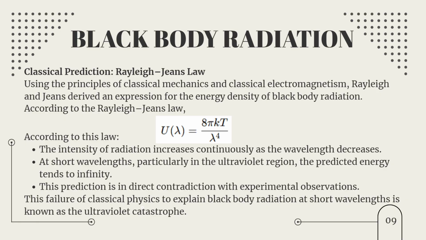Now according to this law some predictions were made. Again, first is the intensity of radiation increases continuously as the wavelength decreases. At shorter wavelength, particularly in ultraviolet regions, the predicted energy tends to infinity. This prediction is in direct contradiction with experimental observations. This failure of classical physics to explain black body radiation at short wavelengths is known as ultraviolet catastrophe.